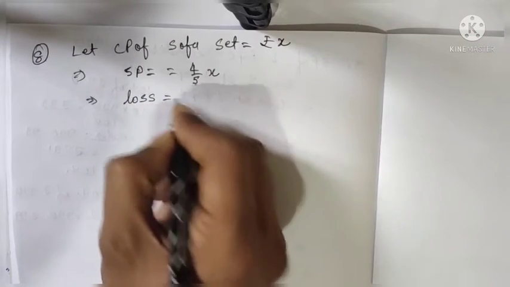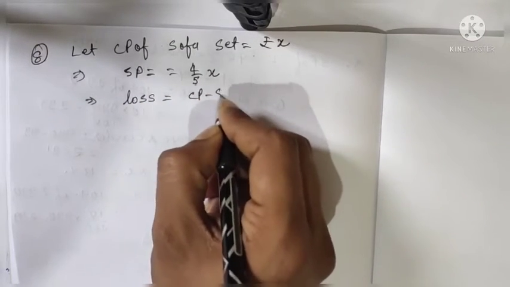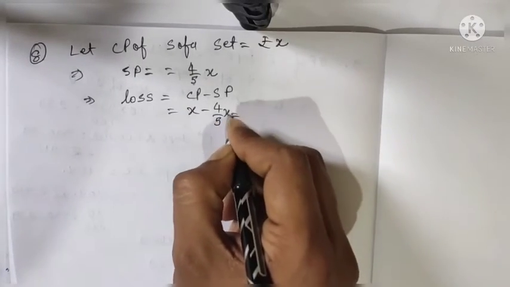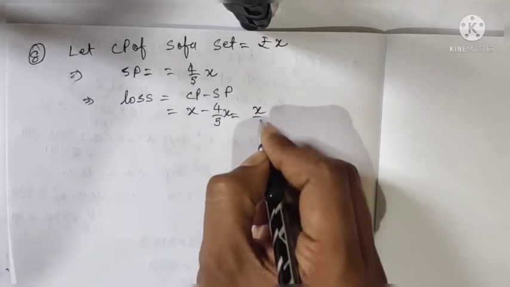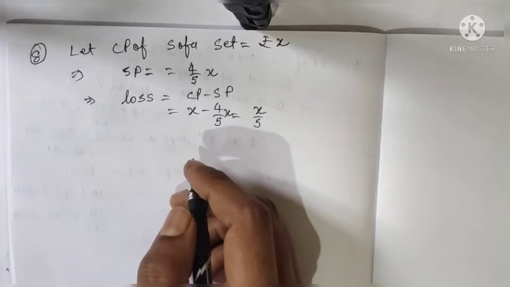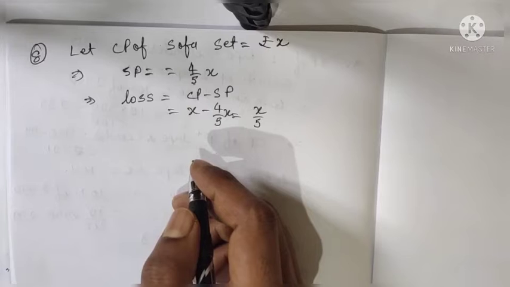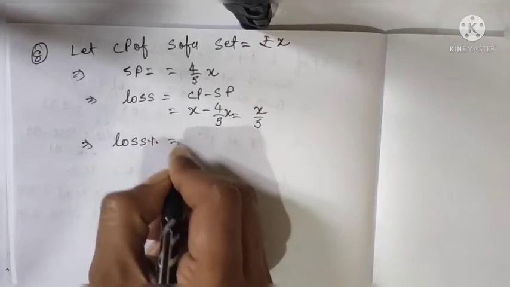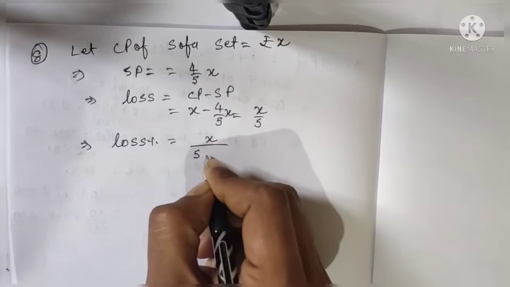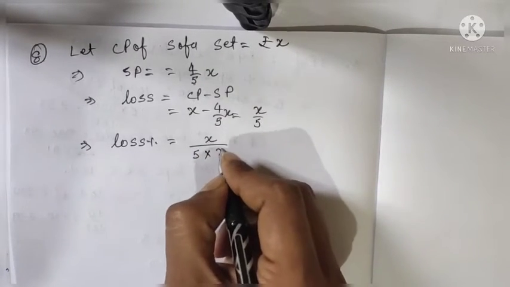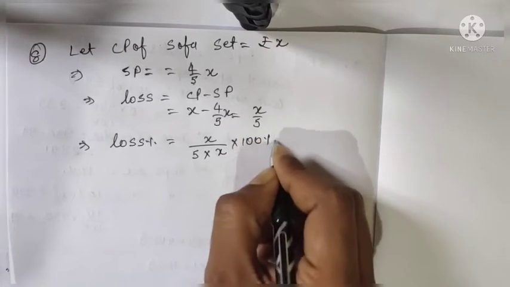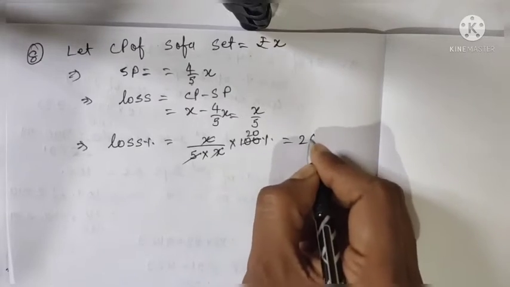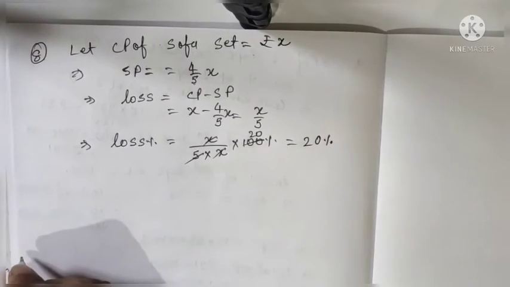So the loss equals CP minus SP, means X minus 4 by 5 X is equal to X by 5. Simple. Now we have to find the loss or gain percent. That implies loss percent will be equal to loss, that is X by 5, divided by CP, which is X, into 100%. Now X cancels, 5 twos are 10, hence loss percent will be equal to 20%.